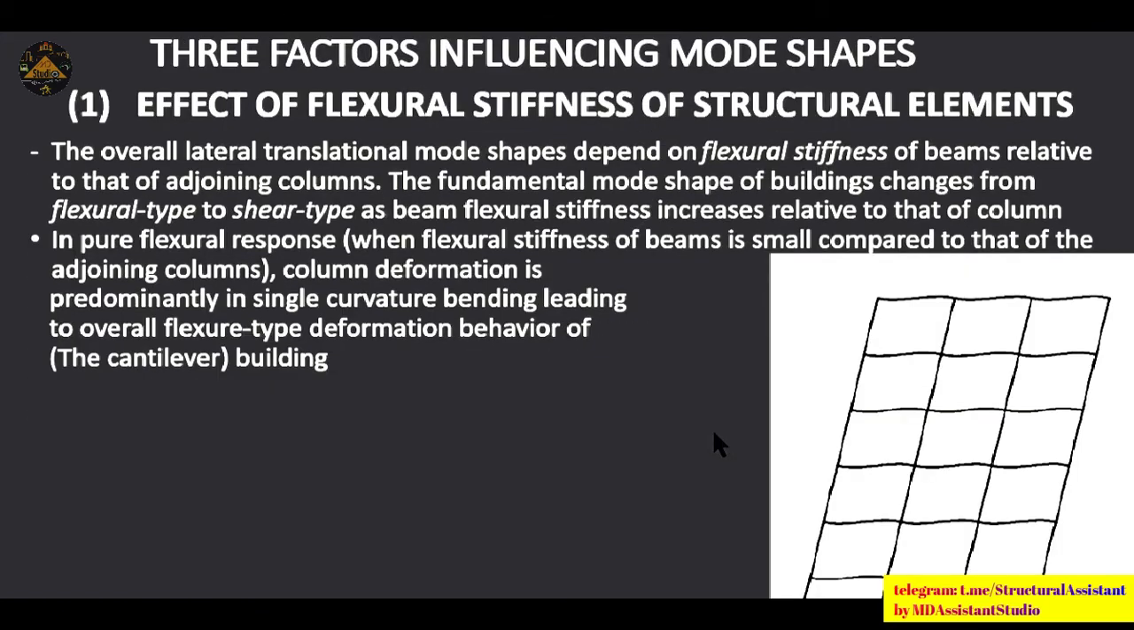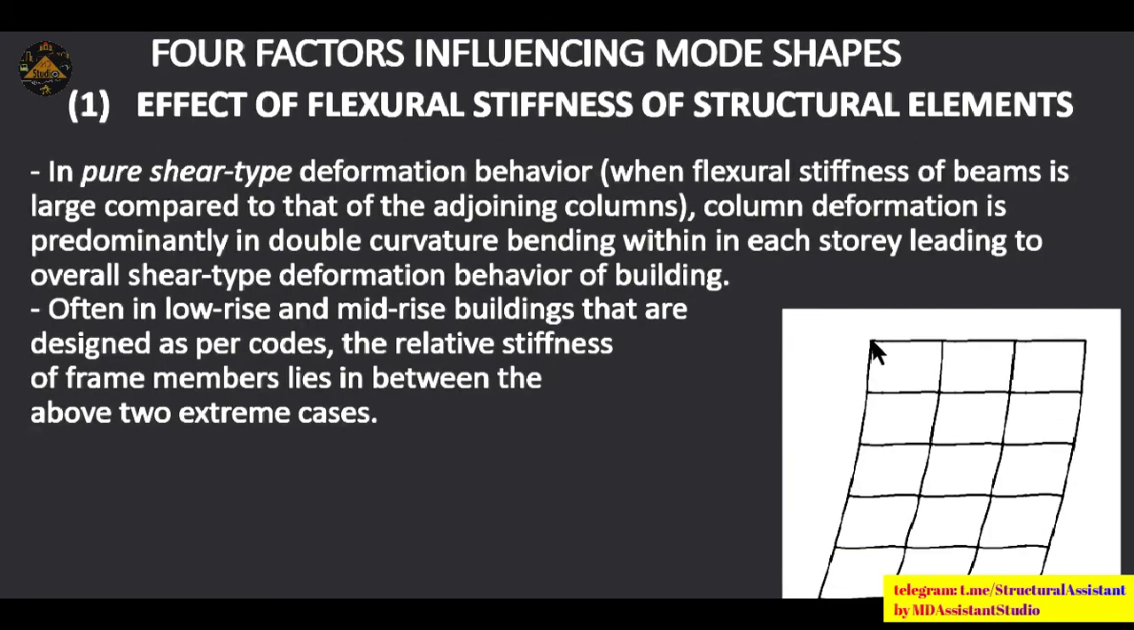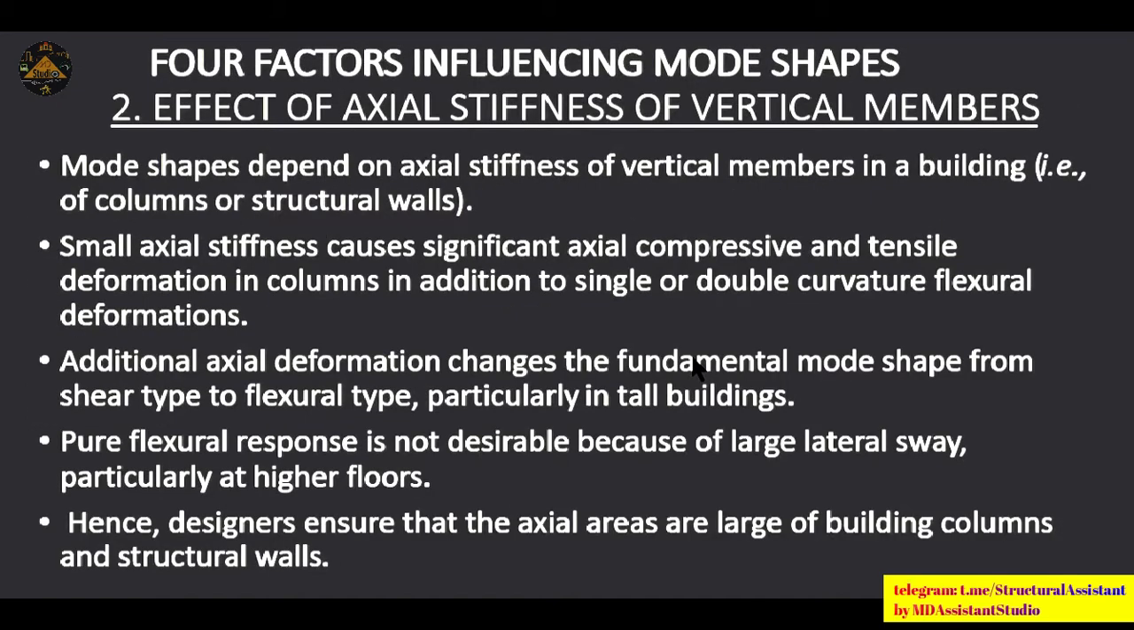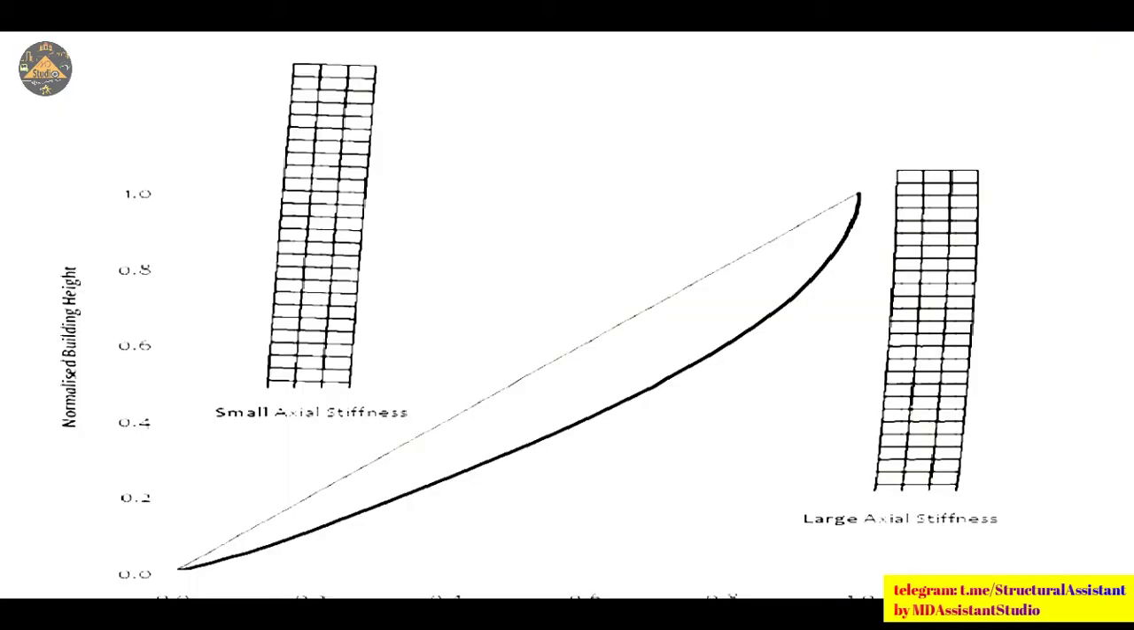So what is basically happening here is that you can see the deformation of this point is coming from this point to this point, and here you can see that the deformation of this point is coming from this point to only this point. So in flexural type behavior, the deformation is coming here, and in shear type behavior, deformation is coming here, while in mixed behavior it may come in between. So pure flexural behavior is not desirable at higher floors. So designers should always ensure that the axial areas are large for building columns and structural walls.